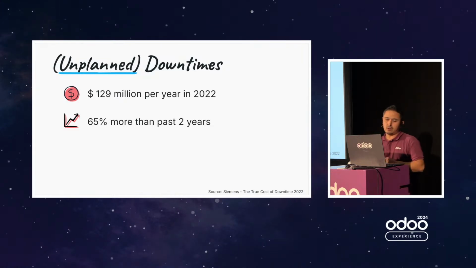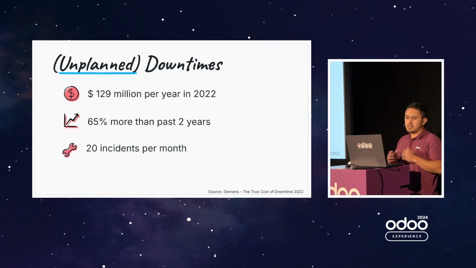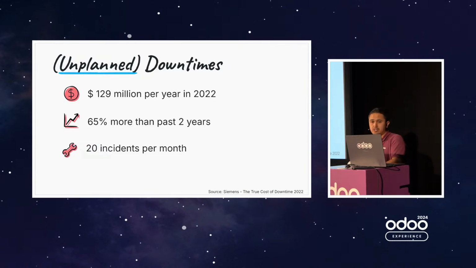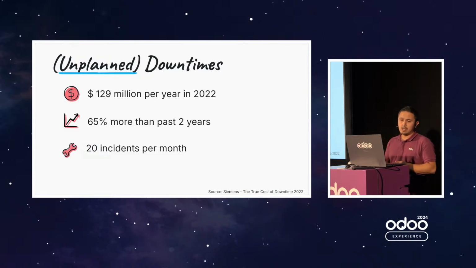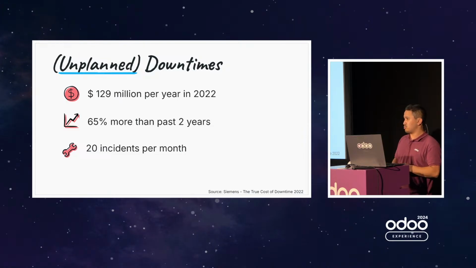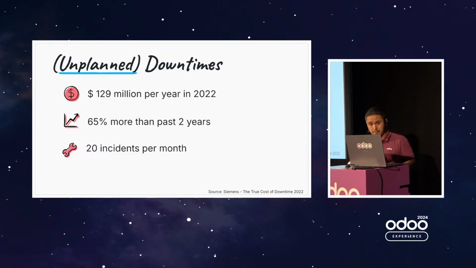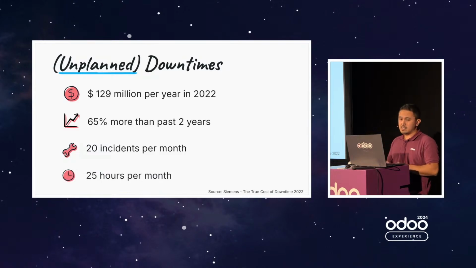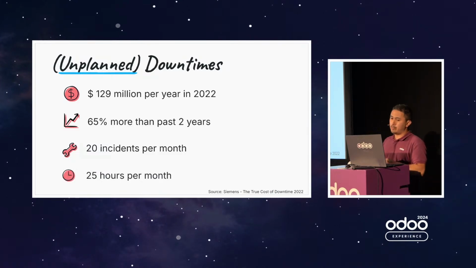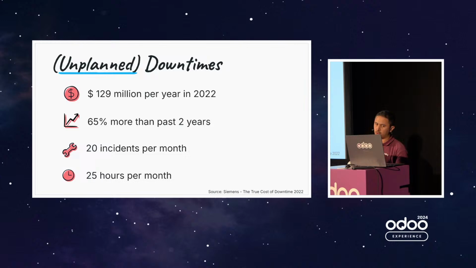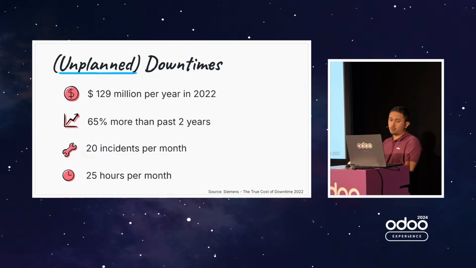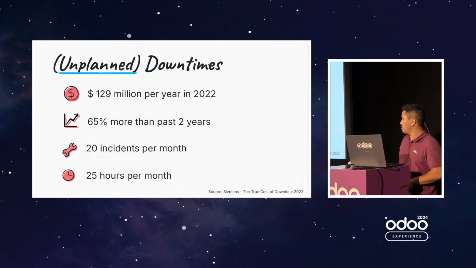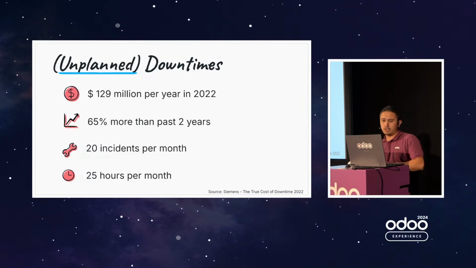But maybe to give you concrete numbers, this in average represents 20 incidents per month. So if you think about a plant working from Monday to Friday, this is pretty much one incident per day. And this is about 25 hours per month. Again, think about a plant that works with an 8-hour shift. This is pretty much 3 days that you throw in the garbage because you cannot produce what you are supposed to.